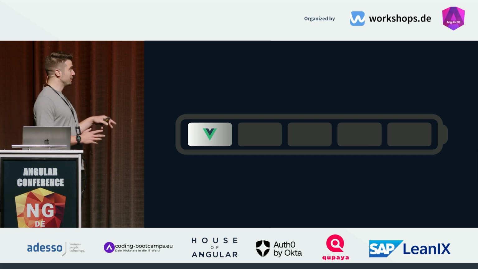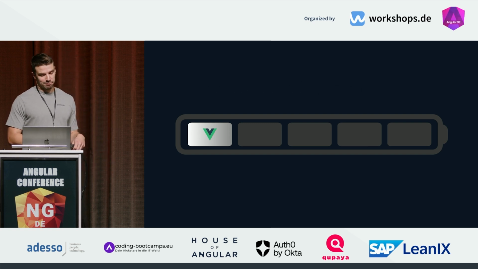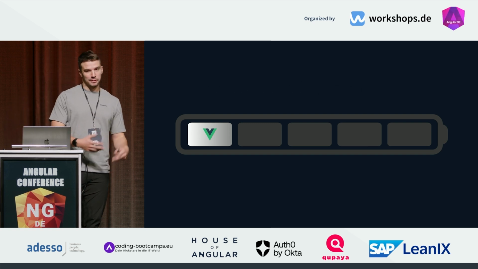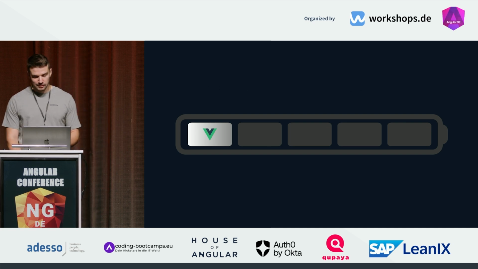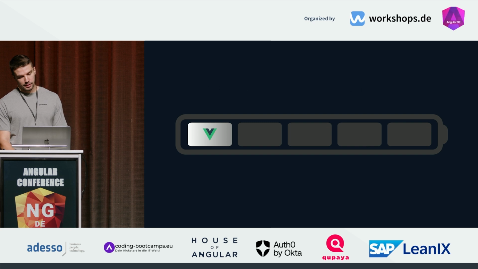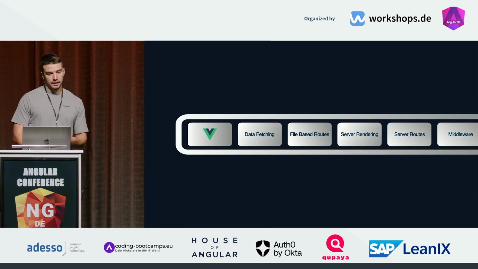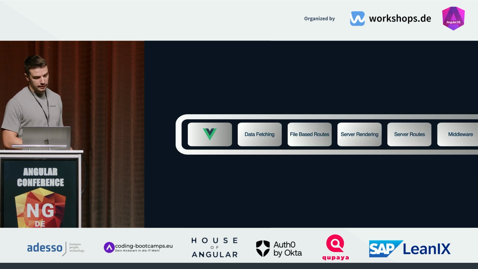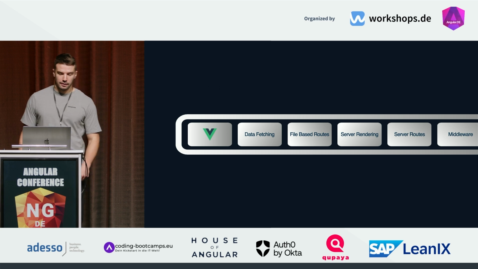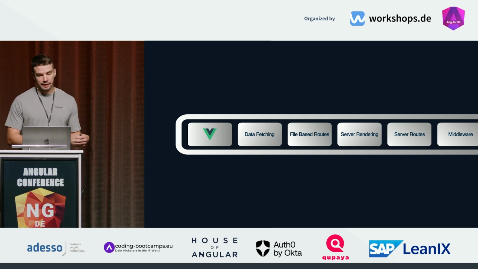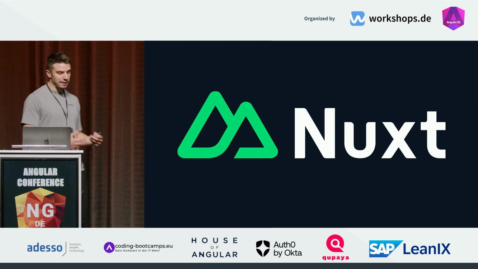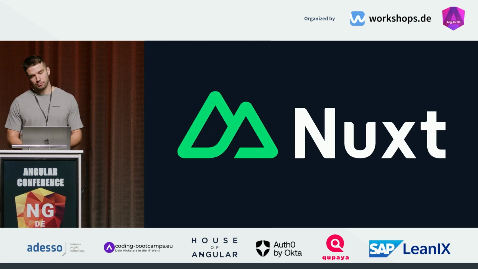If we only take Vue, it's actually just a library that is concerned with the view, right? Updating the DOM, reflecting application state. To go to a full-fledged meta framework, we need to add data fetching, file-based routing, server rendering, server routes, middleware, all of that stuff, right? To really be able to build applications with Vue. And that is what Nuxt is, right? It's a full-stack meta framework to build production-grade applications.